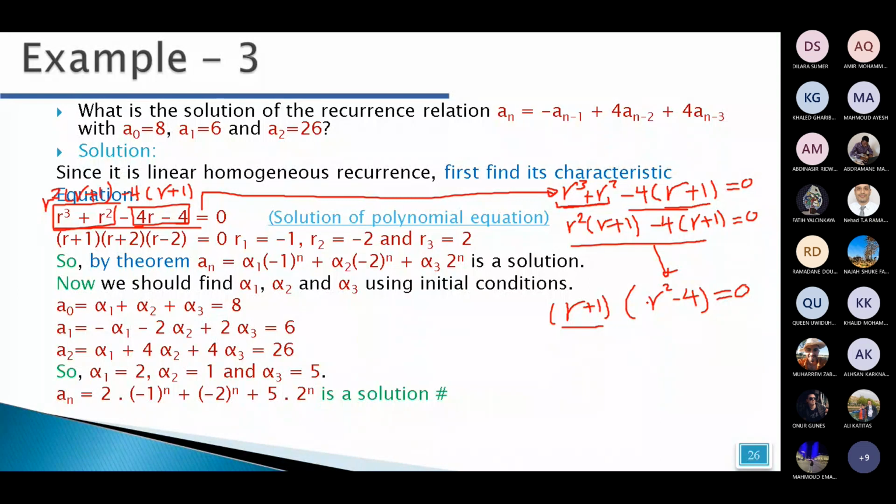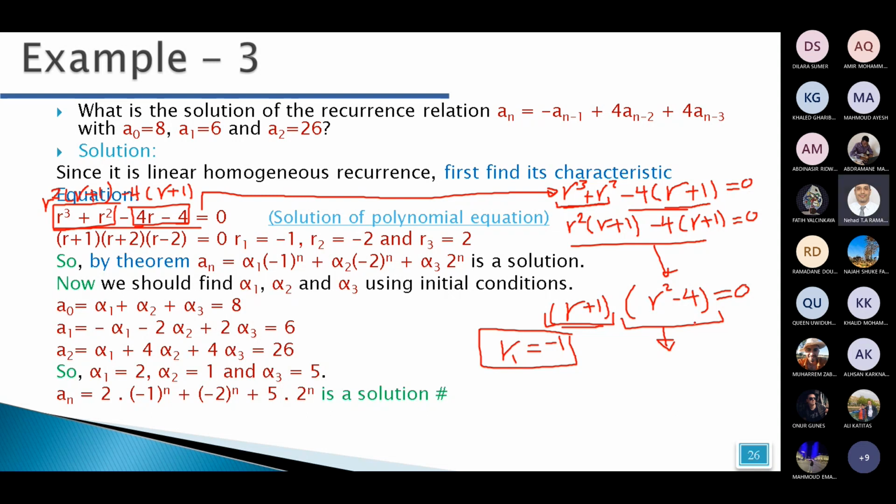So this one equals 0 or this one equals 0. So we can take this one alone and this one alone. This one alone means R equals minus 1. This is the first solution, so let me name it R1. Okay, this one, what's this one?